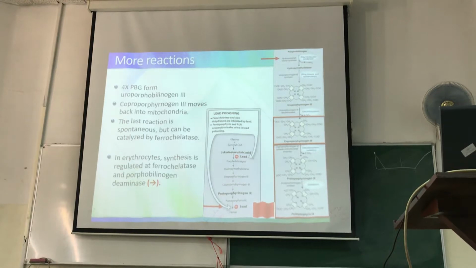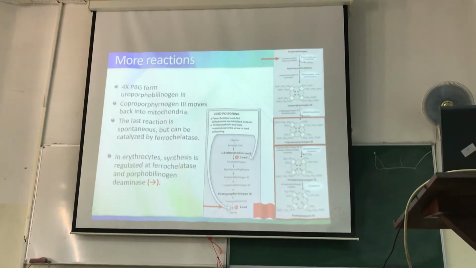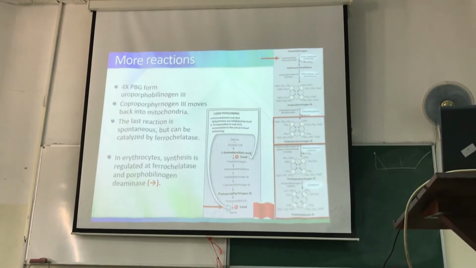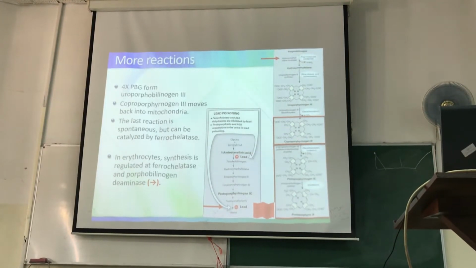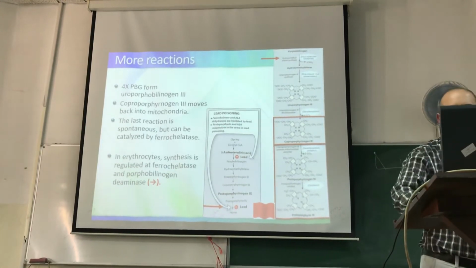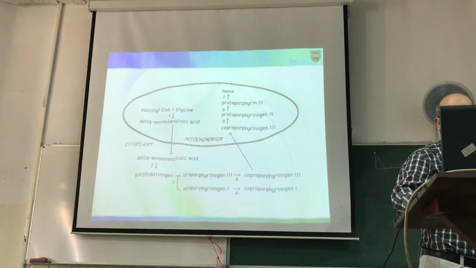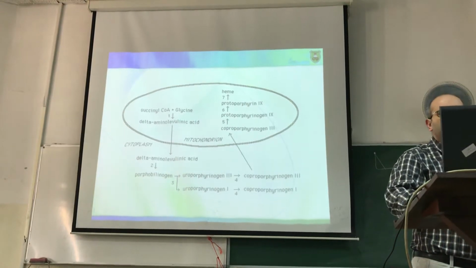So the first reaction takes place in the mitochondria, then ALA goes out, and you have a number of reactions that take place in the cytosol until you get the coproporphyrinogen 3, which goes back into the mitochondria, and the rest of the reactions take place inside the mitochondria. Okay. And again, that shows where reactions take place.